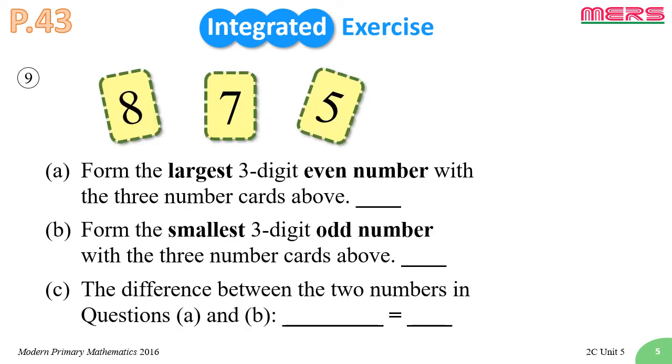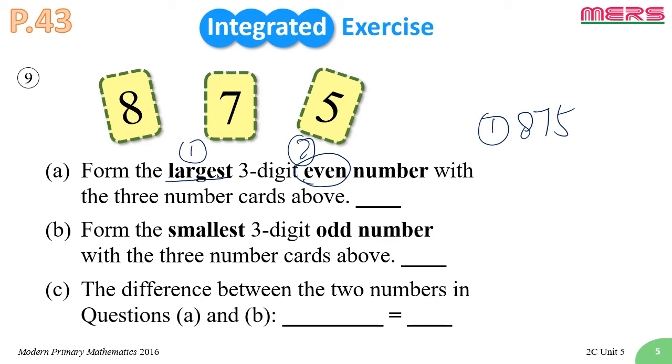For question 9a, you have to read the question before you find out the answer. So 9a is asking you for the largest 3-digit even number. Alright, so the first thing is largest, the second thing is even number. So you have to do it one by one. Alright, the first thing, find out the largest number. So it should be arranged from the largest number to the smaller number. So it starts from 8, 7, 5, 875.